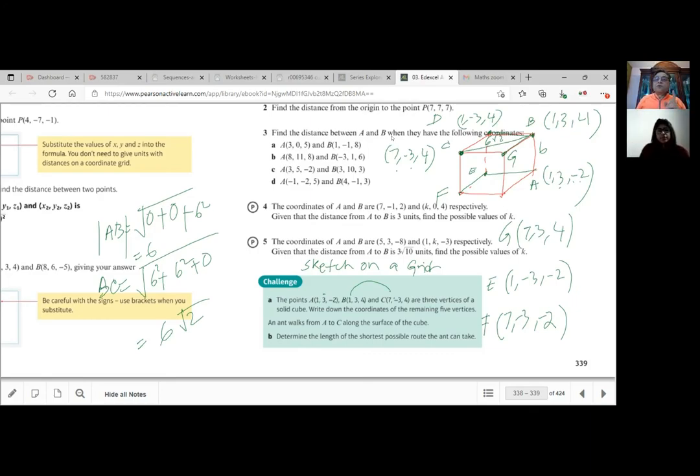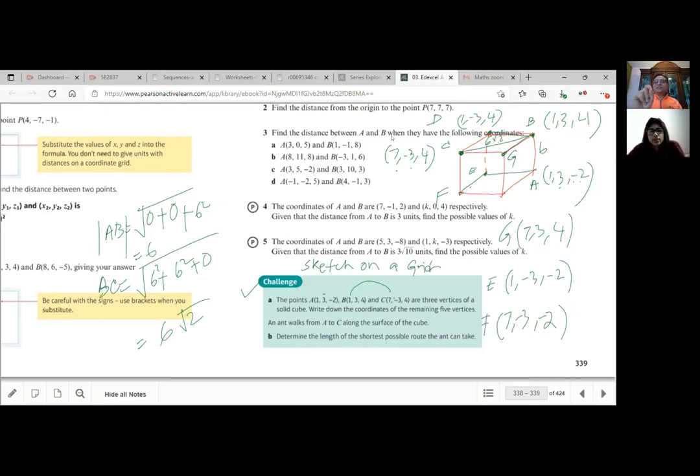Provided I'm able to sketch it properly, just as I did. That is the reason why it is a challenge question, because otherwise, if you do not put the points in the right perspective, you can't figure it out. But now when you do it, it is a simple question. So you must sketch it on a grid.